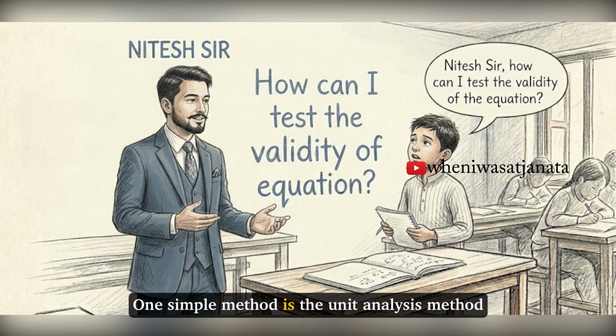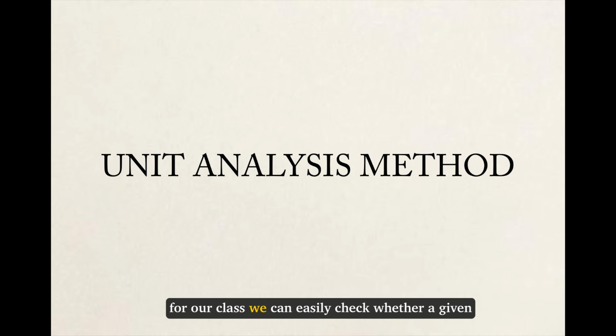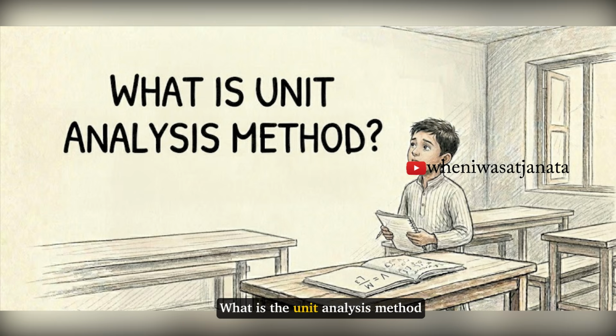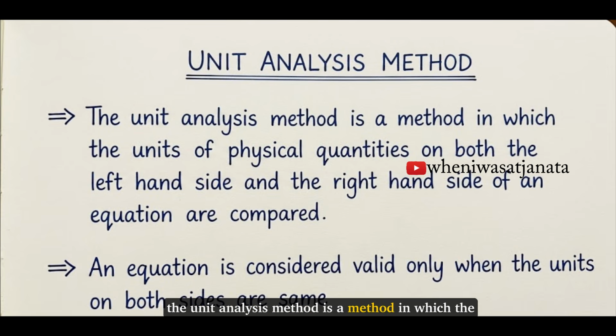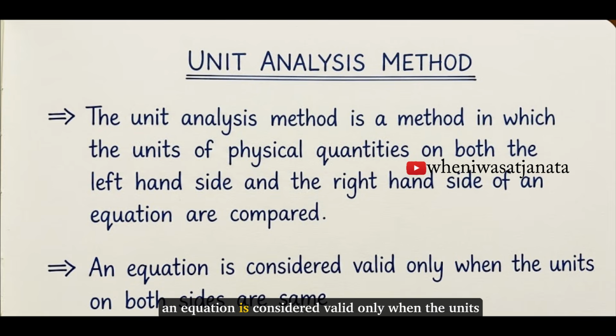One simple method is the unit analysis method. For our class, we can easily check whether a given equation is valid or invalid using this method. What is the unit analysis method? The unit analysis method is a method in which the units of physical quantities on both the left-hand side and the right-hand side of an equation are compared. An equation is considered valid only when the units on both sides are the same.